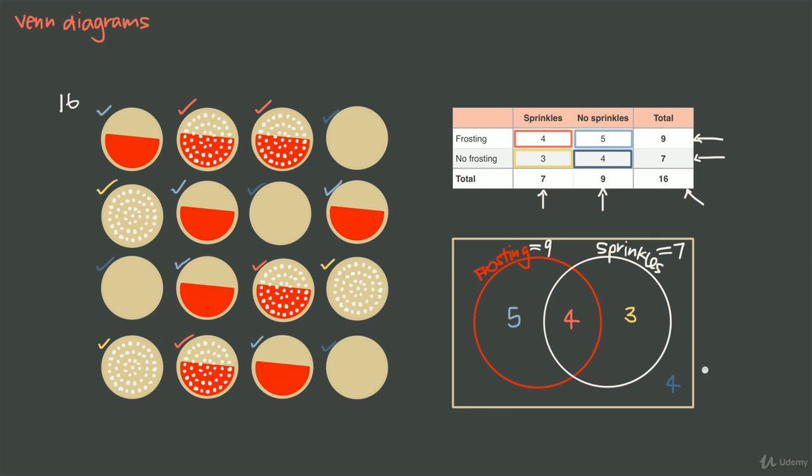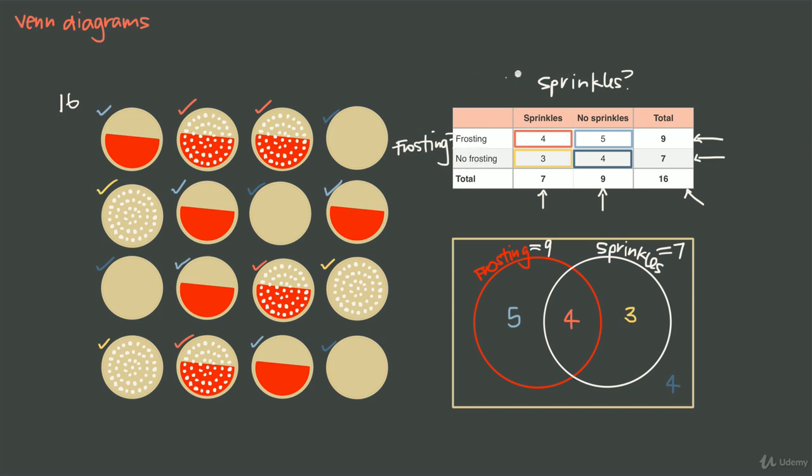So just remember that Venn diagrams are especially great for expressing data when you have two questions and you could kind of answer yes or no to both of them. So here we had the question of sprinkles. And we answered either yes, sprinkles, or no sprinkles. And then here we had the question of frosting. And we either answered yes, frosting, or no frosting.